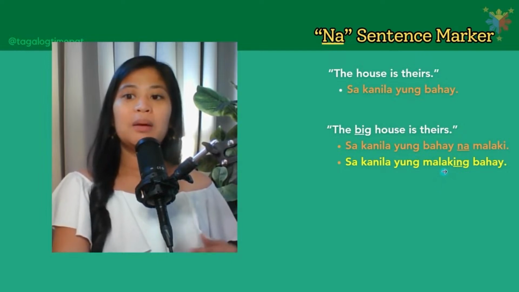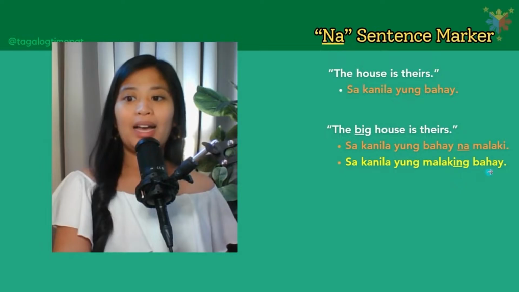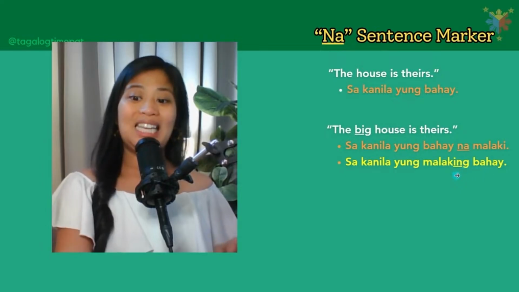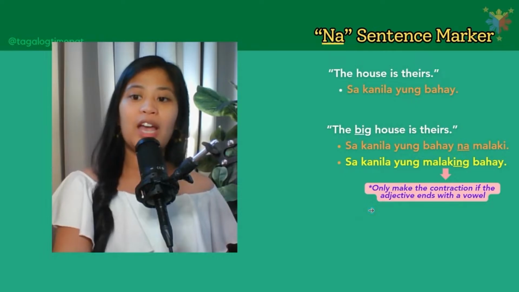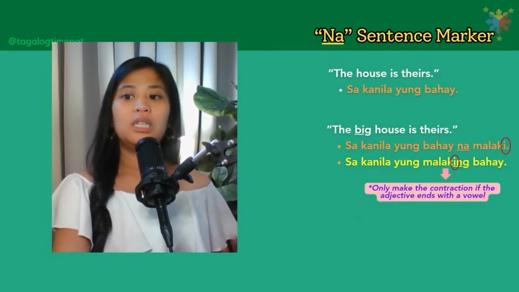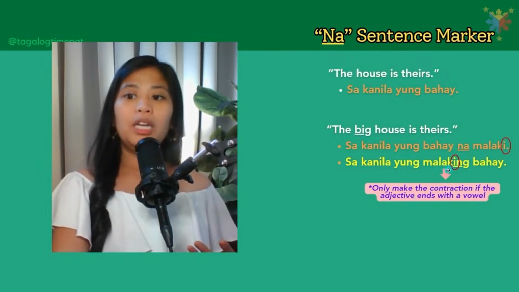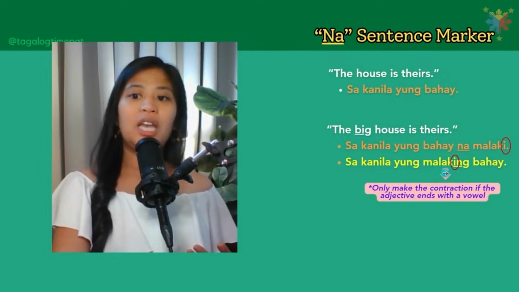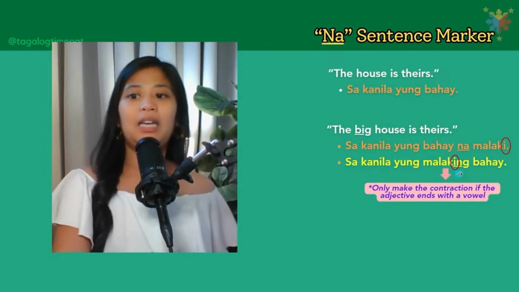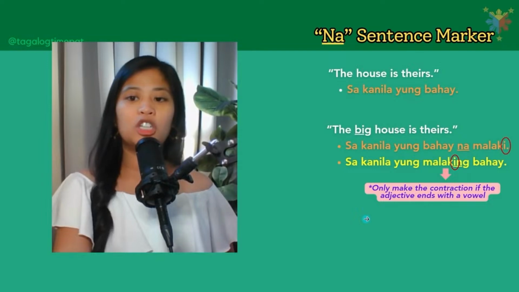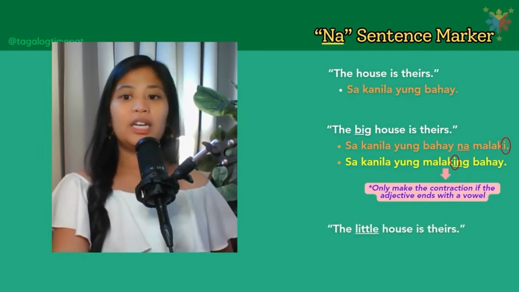Technically, this is malaki na bahay. The na is in there, but it's being incorporated into the adjective malaki. And you only make this contraction if the adjective ends with a vowel. So see, malaki ends with an I, and when you are putting the adjective first, instead of saying malaki na bahay, you could just say malaking bahay. So it's a contraction. Now let's take a look at another example.